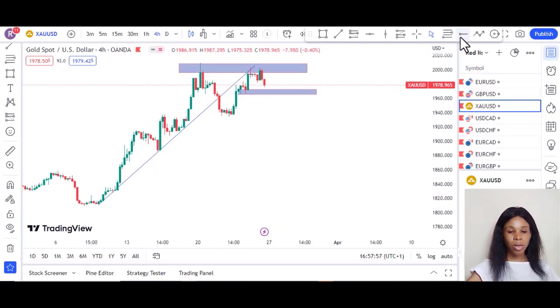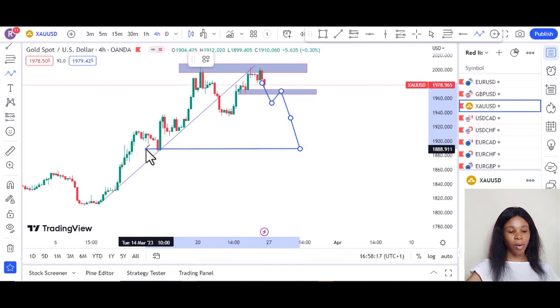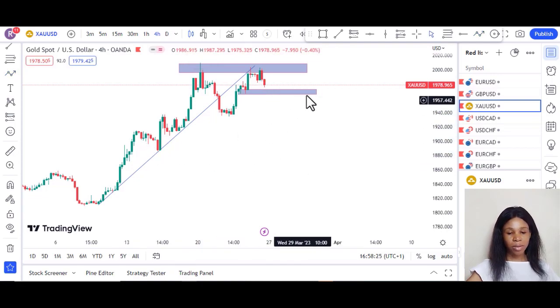So I'm looking at price taking off the structure, something like this, and then pulling back to the zone, giving us a new low, a new lower high, and then we short to the zone. And if this whole zone doesn't hold, we ride it down to this or the zone around here. So guys, that's my bias for gold.